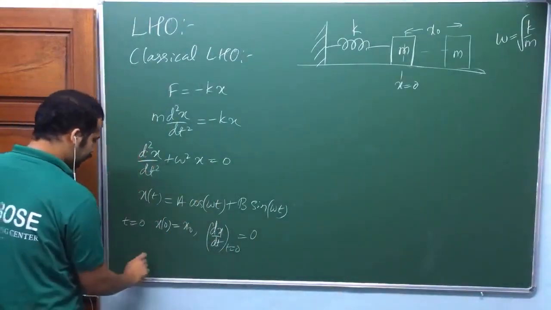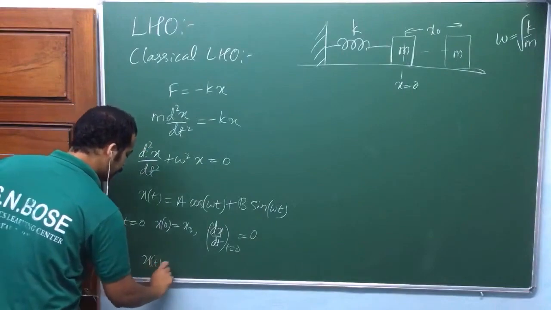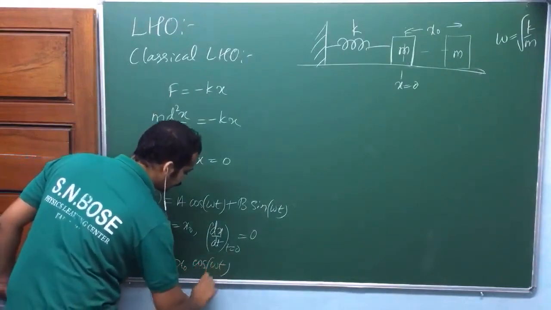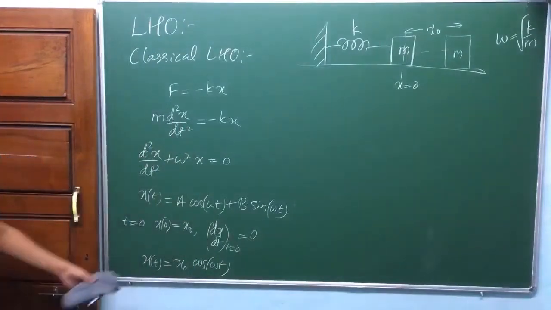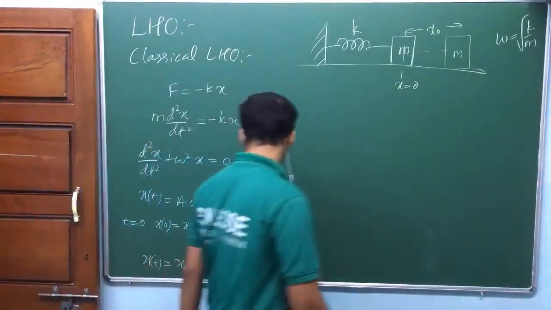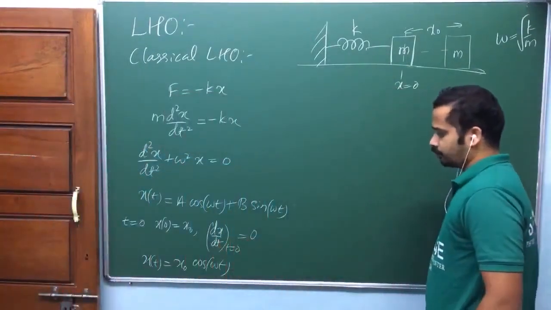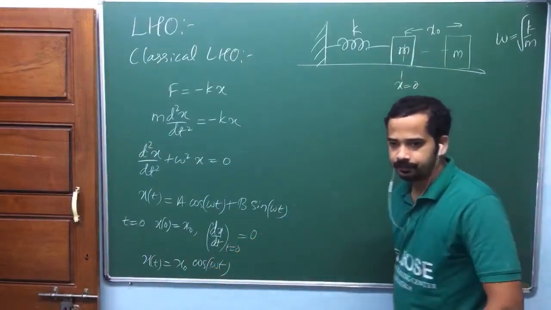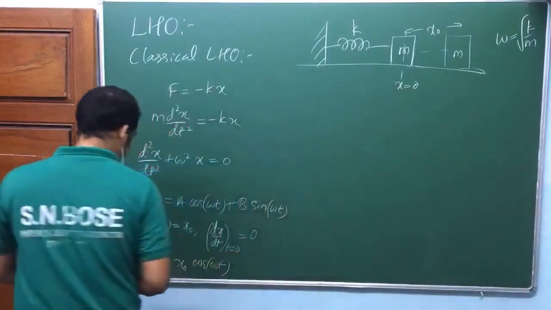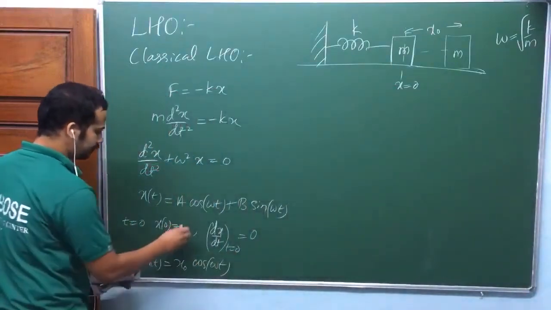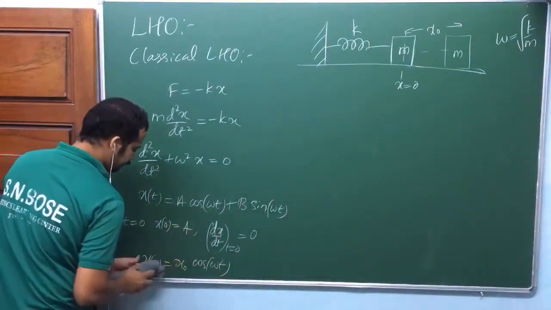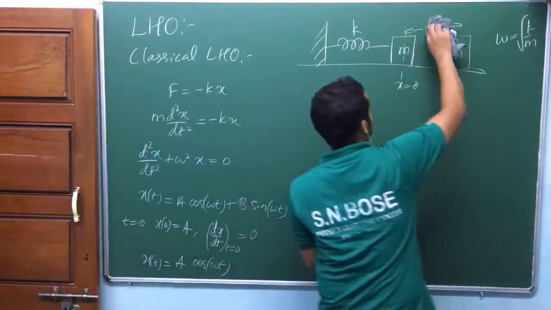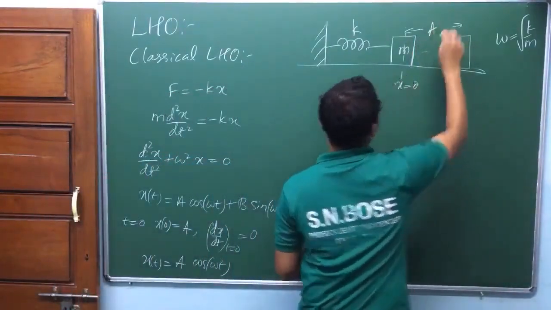If you substitute this, your x of t will be equal to x naught into cos omega t. You can just check that out. We have done this one. Here x naught we call the amplitude of the motion. Shall I write A? I feel comfortable with A, since A looks like amplitude.